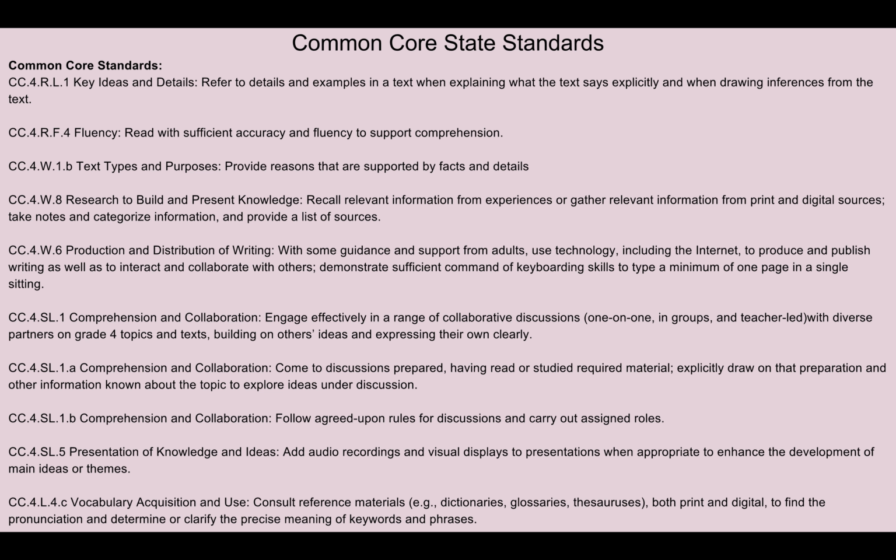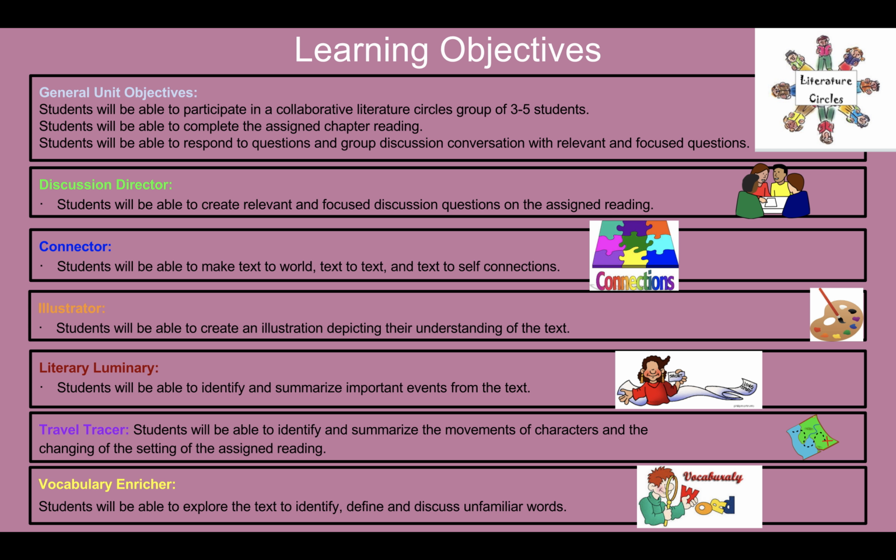Listed here are the Common Core standards. We cover key ideas and details, fluency, types of texts and purposes, research to build and present knowledge, production and distribution of writing, comprehension and collaboration, presentation of knowledge and ideas, and vocabulary acquisition and use.